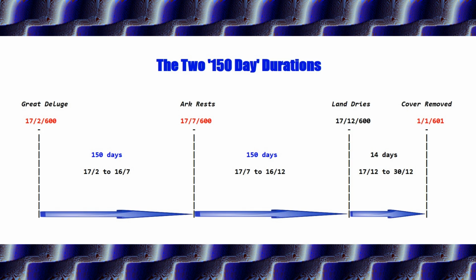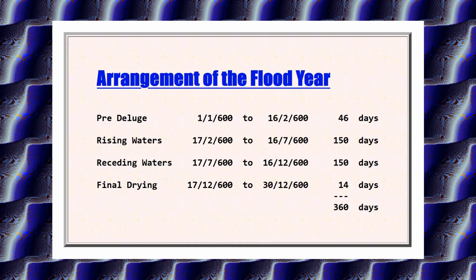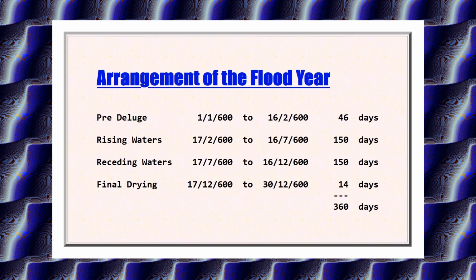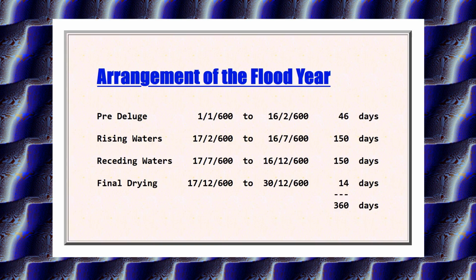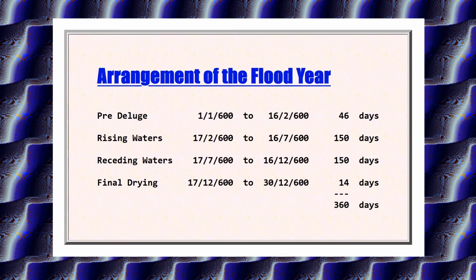What is immediately apparent is that months are clearly of 30 days duration. The notion of months being based on a lunar cycle is completely absent. A basic timeline arrangement for the 600th year shows: before the deluge, 46 days; the rising waters, 150 days; the receding waters, 150 days; drying of the ground, 14 days. A total of 360 days for the 600th year.